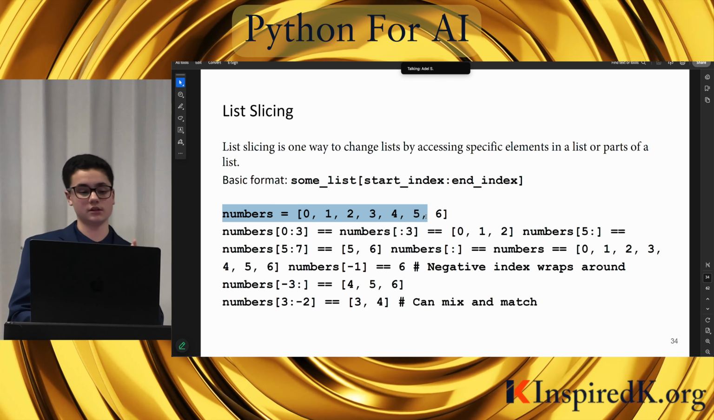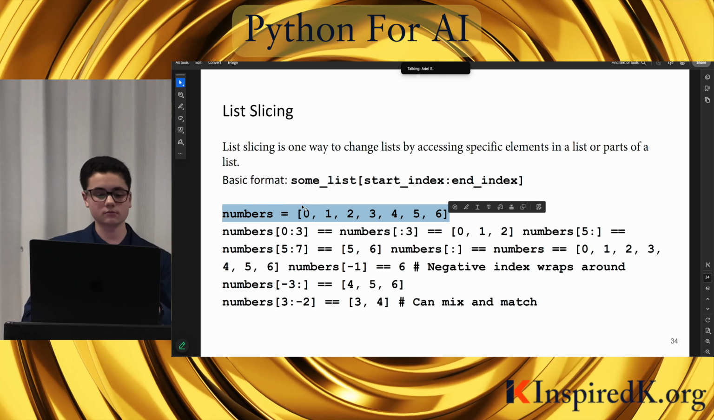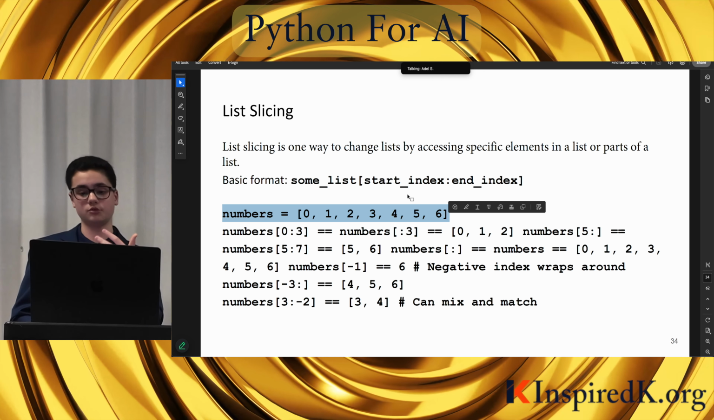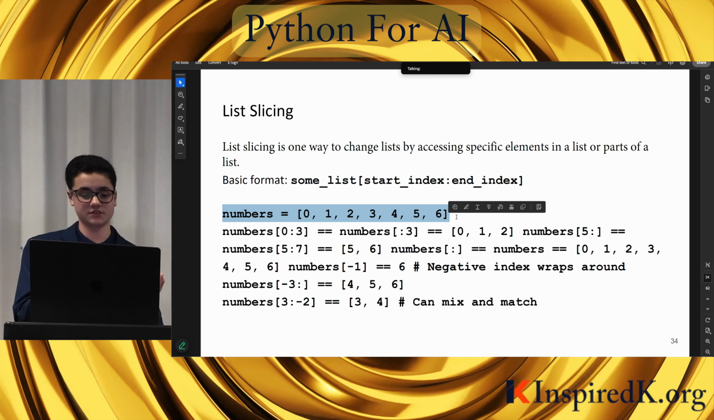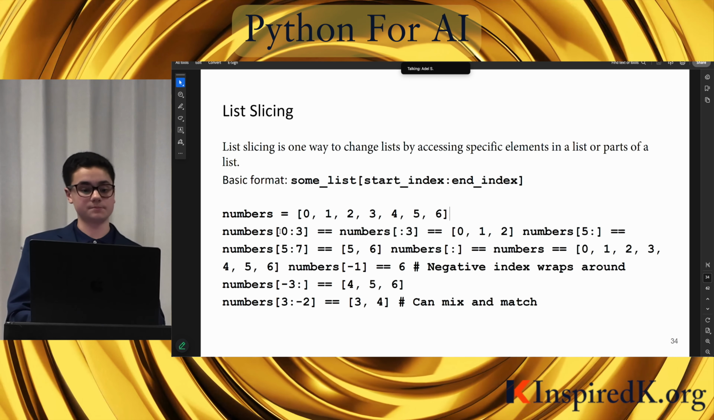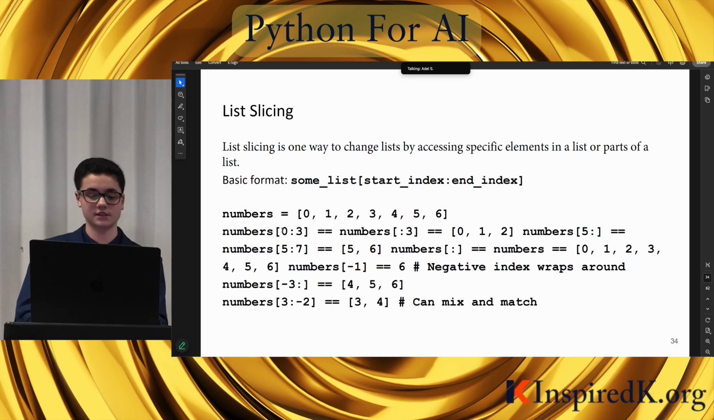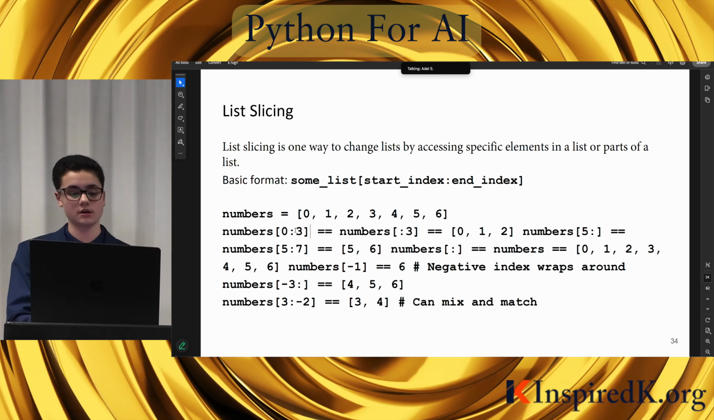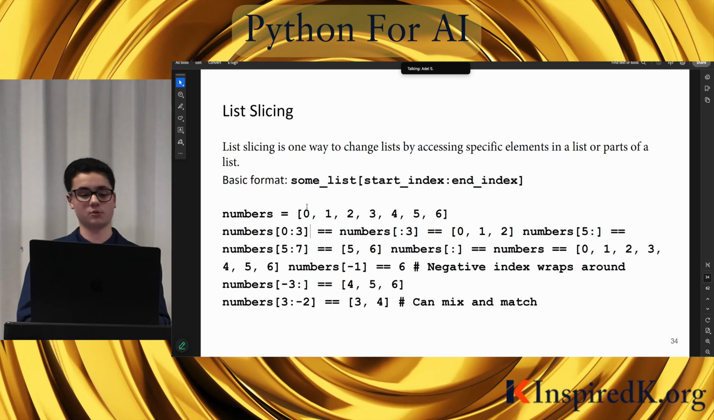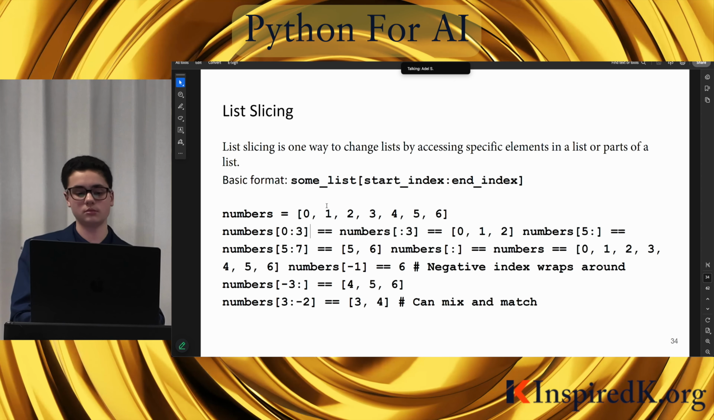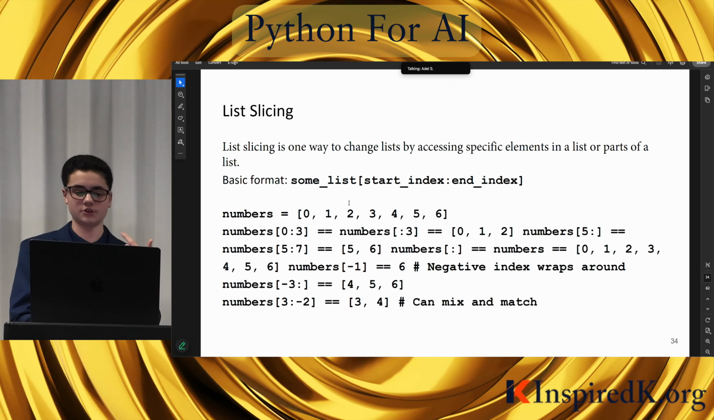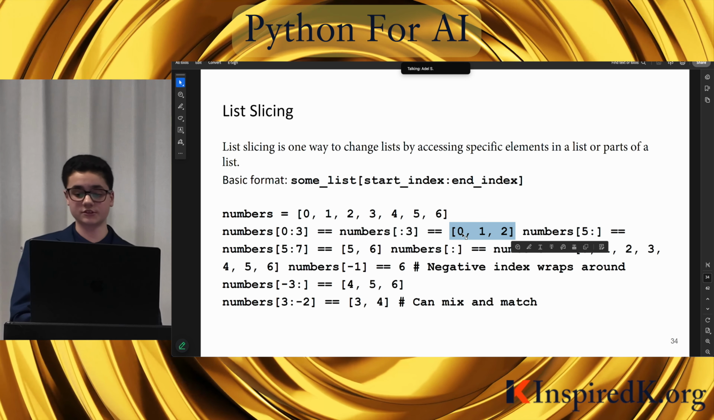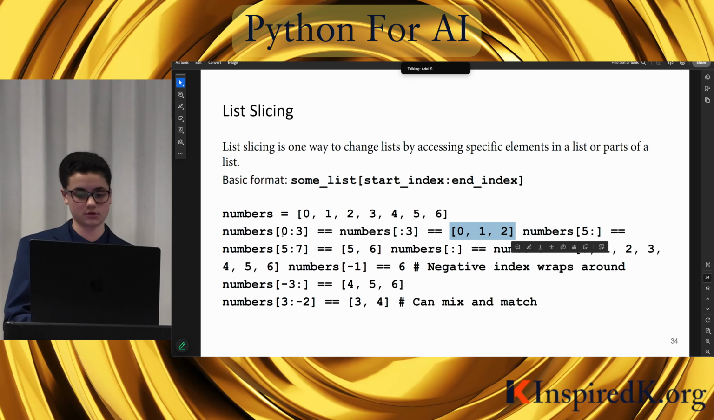So let's define a list of numbers equal to all of the integers from 0 to 6. So 0, 1, 2, 3, 4, 5, and 6. Then, if we want to slice this list from the index 0 to the index 3, the index 3 will not be included, so that means we will have 0 at index 0, 1 at index 1, and 2 at index 2, and we can see that this ends up with the output 0, 1, and 2.